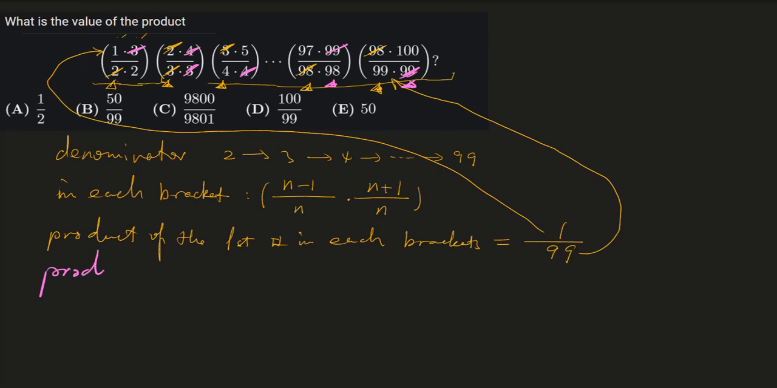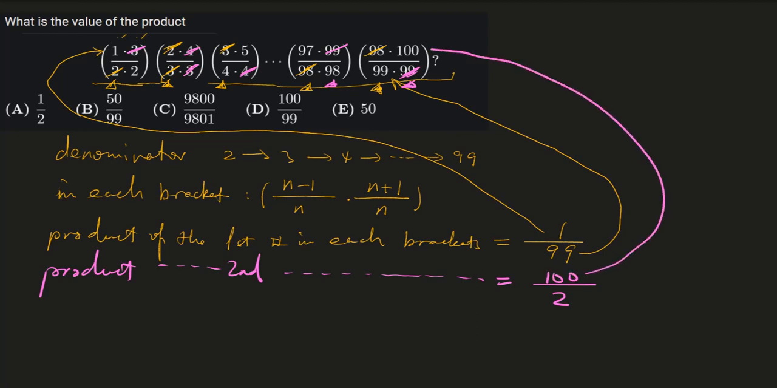Therefore, we know that the product of the second number in each parenthesis equals what? We have a 2 as a denominator left, so this is 2. And we have 100 as a numerator left, this is 100. So 100 comes from here. This 2 comes from here.